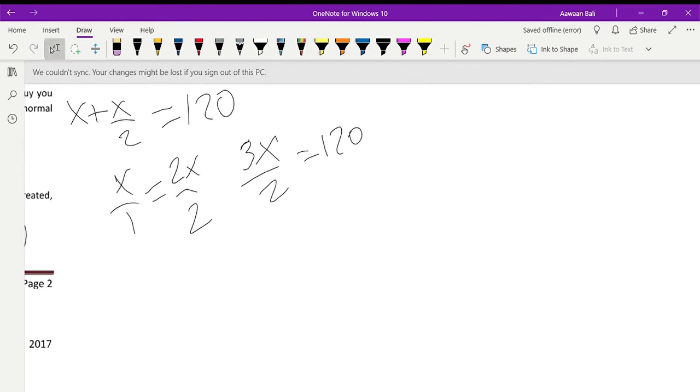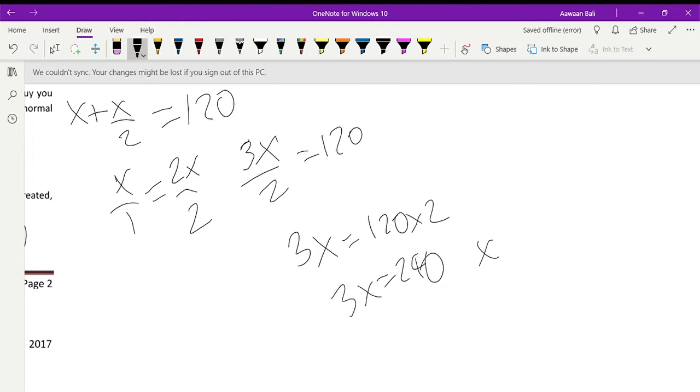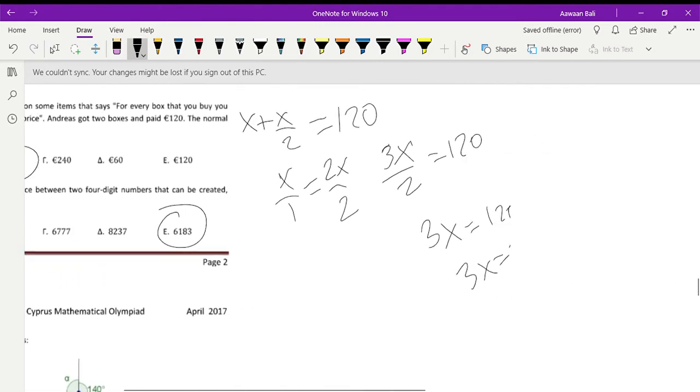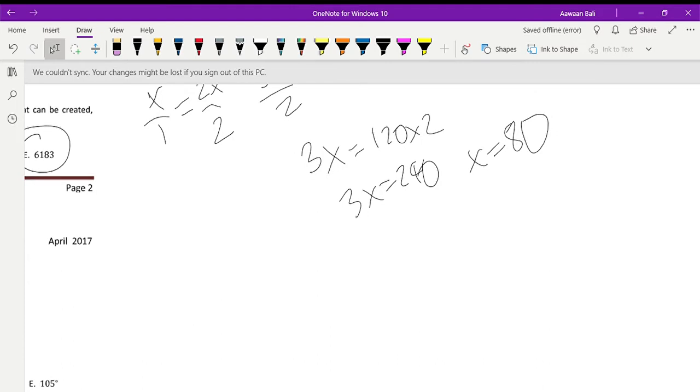120. Now what you can do is take the divided by 2 to the other side, so it becomes multiplication. So 3x is equal to 120 times 2. 3x is equal to 240, and dividing 240 by 3, x is 80. Simple, right?